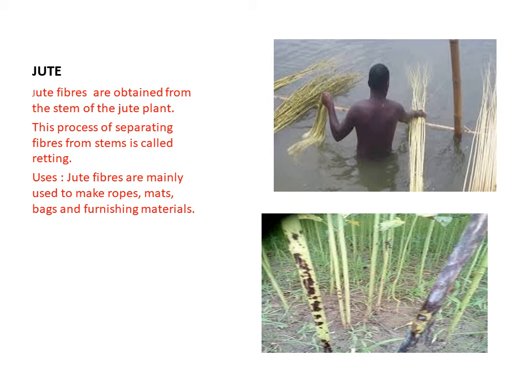The process of separating fibers from stem is called retting. Then the loosened fibers are stripped from the stems, washed and dried. In this way, we will get jute fibers. And what are the uses of jute fibers? It is mainly used to make ropes, mats, bags and furnishing materials.